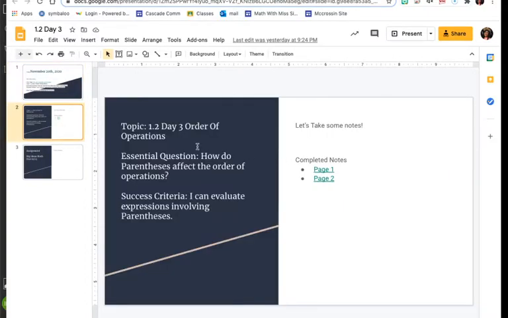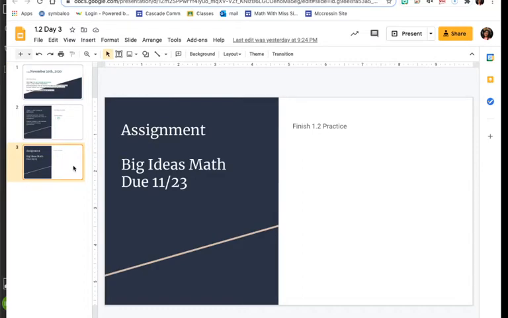So with the notes, our assignment, you will just finish your 1.2 practice. If you have not completed it, please go and complete it. Today's Friday, so all the homework is due on Monday. You should have the 1.1 practice, the Ed puzzle, and the 1.2 practice. Finish any of that work so you can turn it in on Monday.